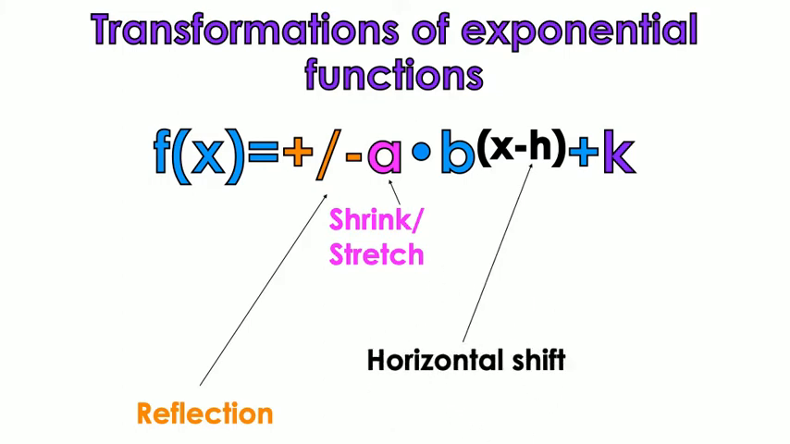The h is your horizontal shift. Remember to do the opposite. And your k is your vertical shift, up or down.